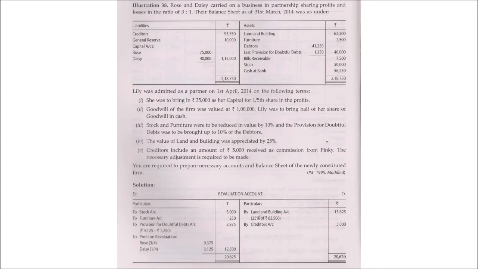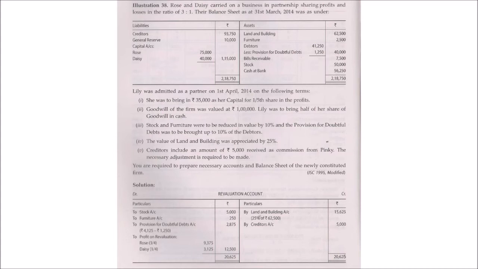15,625 plus 5,000 is equal to 20,625. So, take the amount to the debit side and subtract 5,250 and 2,875 from 20,625. Now you are getting 12,500. In the particulars column, to profit on revaluation, ROS 3 by 4 multiplied by 12,500 and DAC 1 by 4 multiplied by 12,500 amounts 9,375 and 3,125.